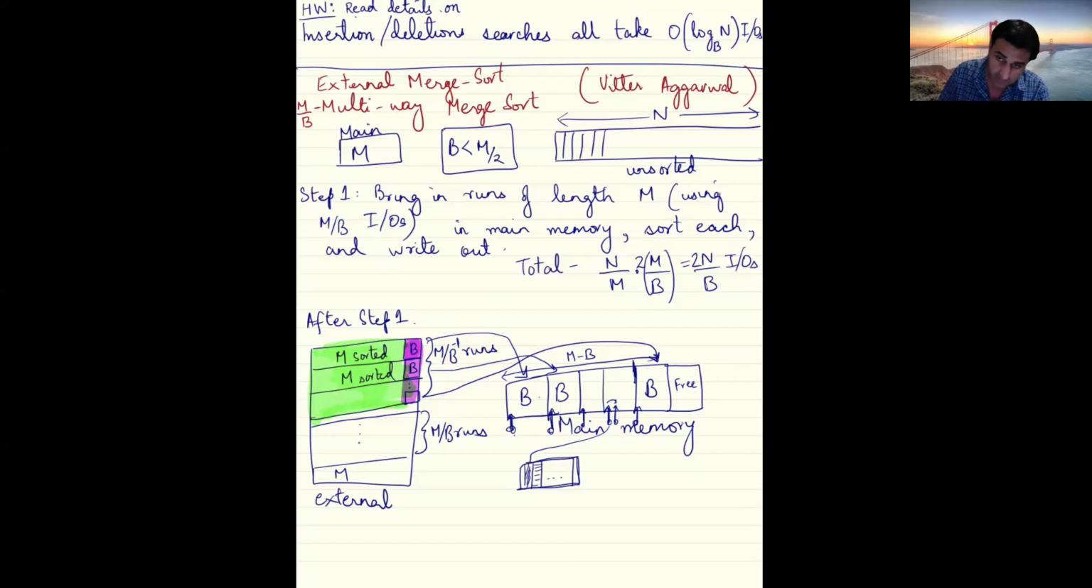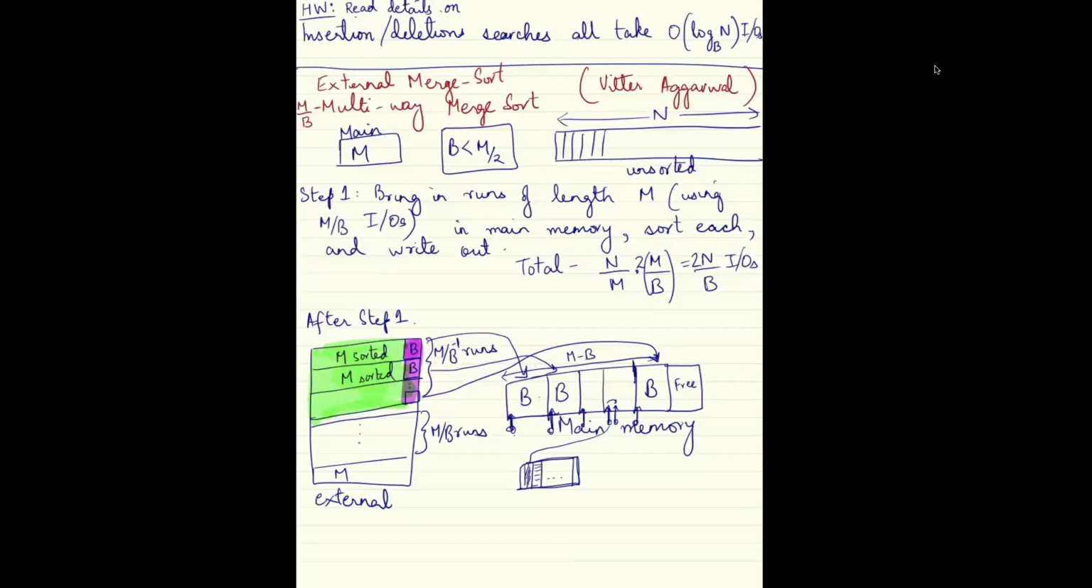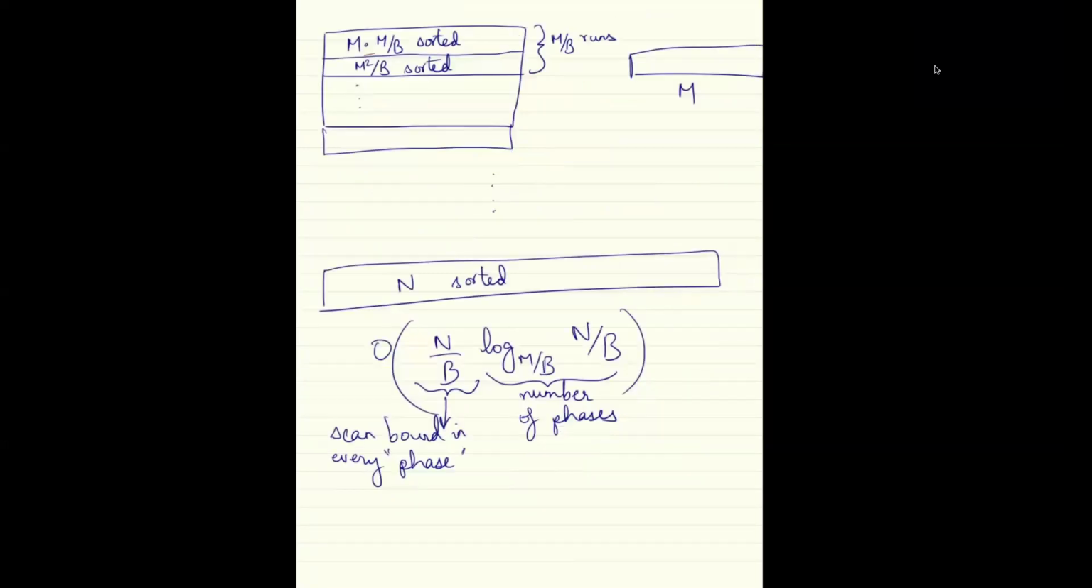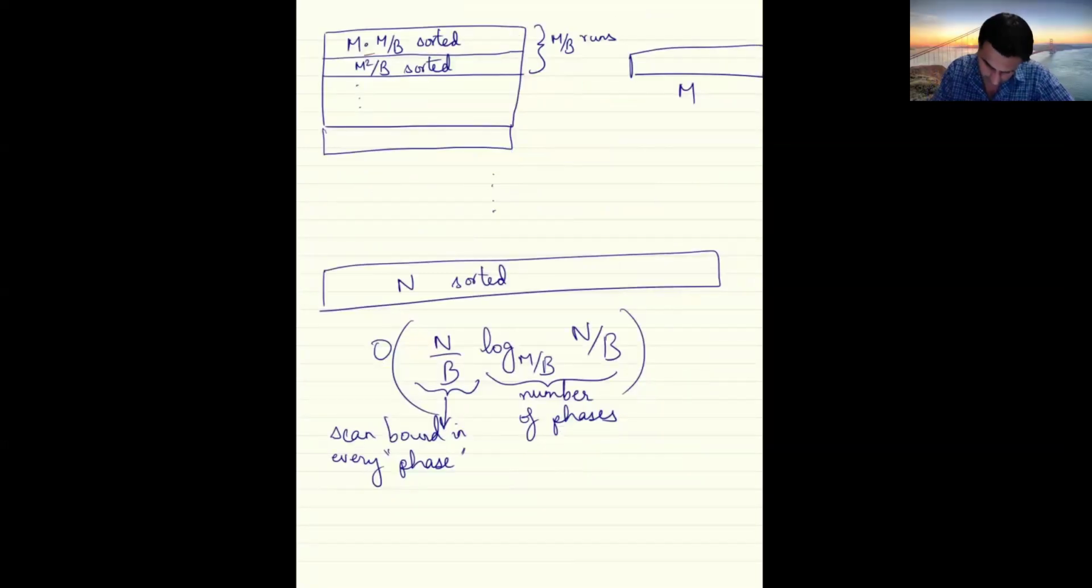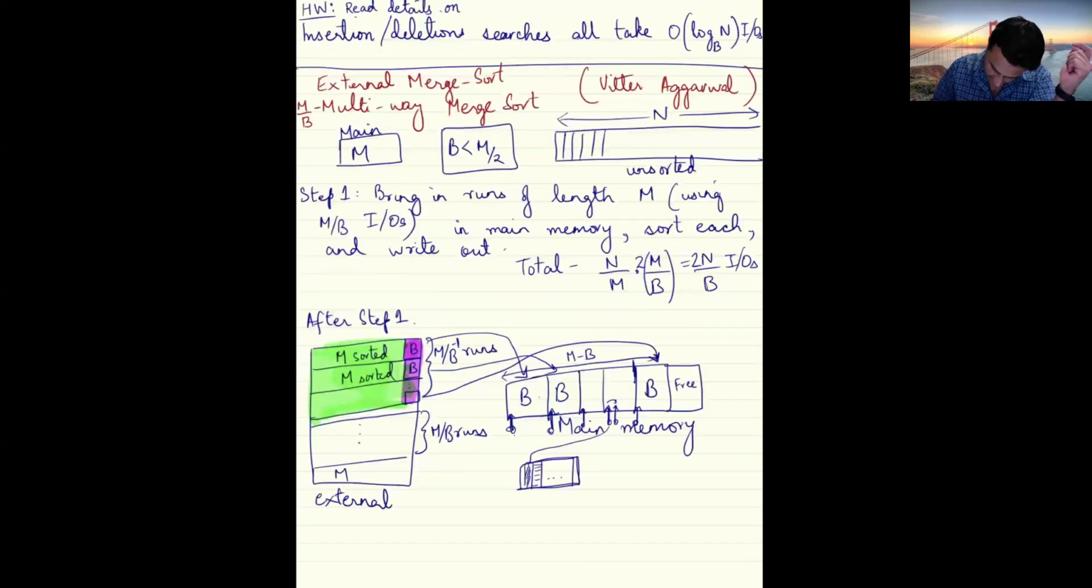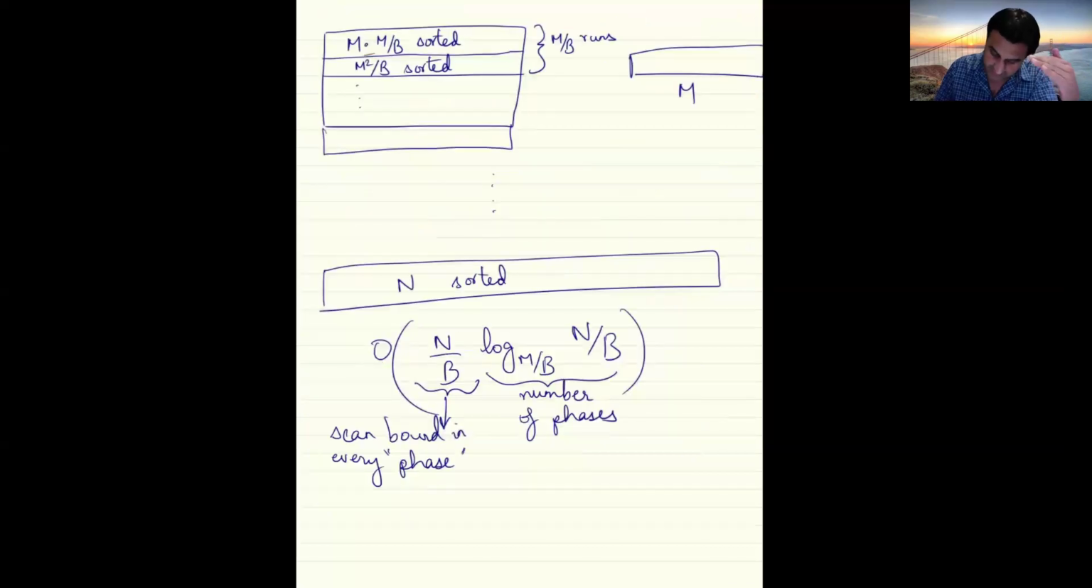Does this make sense? So at the end of this step, I would have sorted these many runs, each of length m. At the end of the first step, I would have m squared over b sorted. At every time, I am taking m over b runs, each of size m, and sorting. That's my first level, right?